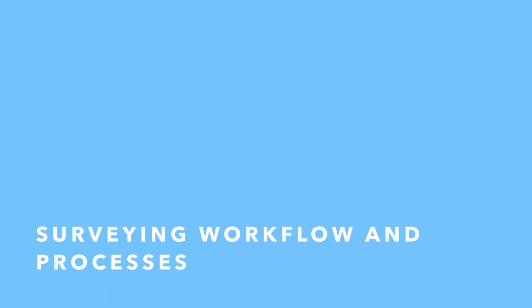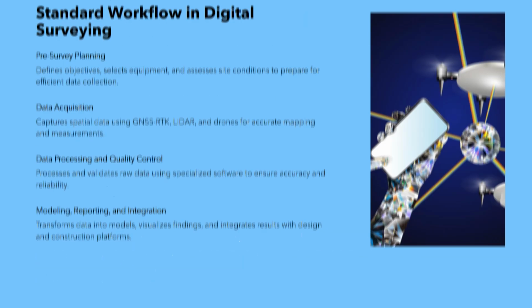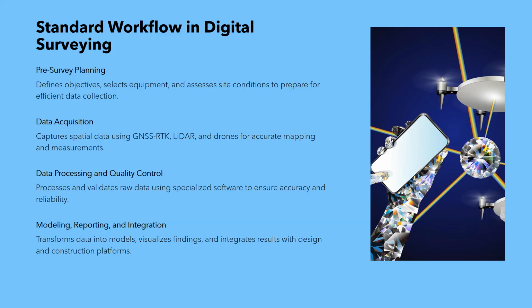Next, we'll outline the standard workflow followed in digital surveying for civil infrastructure. The process begins with pre-survey planning, defining objectives, selecting equipment, and assessing site conditions. Data is then acquired using GNSS RTK, LiDAR, and drones.